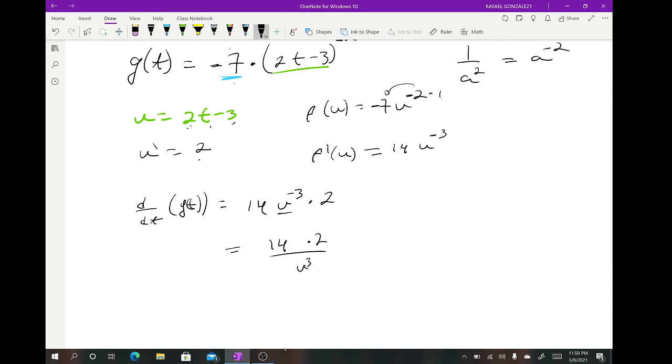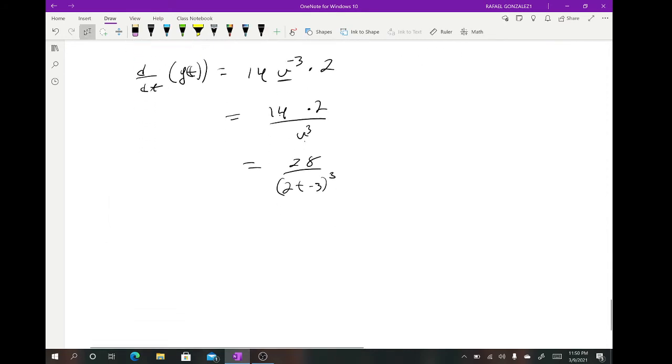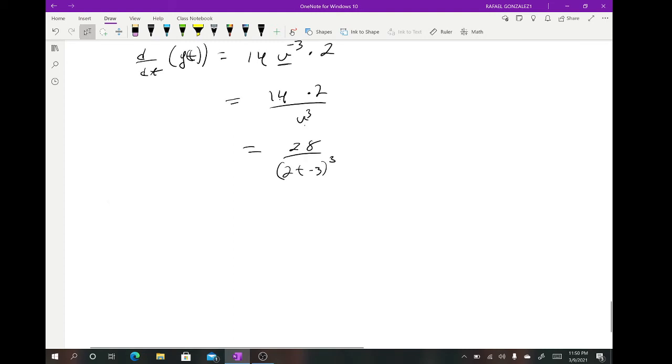This is the same thing as 14 times 2 in the numerator divided by u cubed in the denominator. You move the things with the negative exponent to the denominator. Well, 2 times 14 is 28, and then u was 2t minus 3. So this is 2t minus 3 cubed. And we could leave it like this. We could leave our solution like this. Okay?